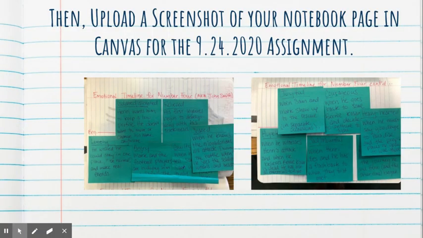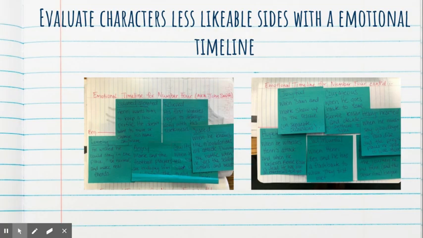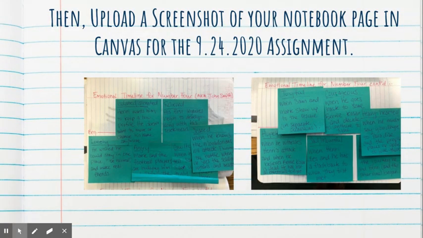So, what I want you to do today, you're going to read 30 minutes in your book and you can decide how you want to set up your page. You could take one of mine and make it your own, or you could pick something else. But I want you to focus on your character's less likable traits. Then you're going to go into Canvas, the 9/24/2020 assignment in today's module. We're in session 4. Upload a screenshot of how you set up your notebook page.